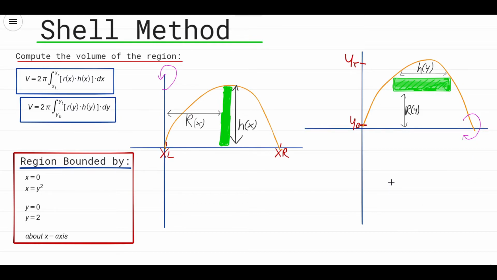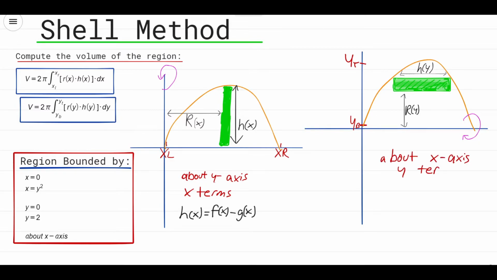As mentioned in the instructional to this video, the key takeaways from this graph are that when it revolves about the y-axis, we use x terms. So our h of x, when we're given two different functions, can be f of x minus g of x. When it revolves about the x-axis, we use y terms, and h of y is equal to f of y minus g of y.